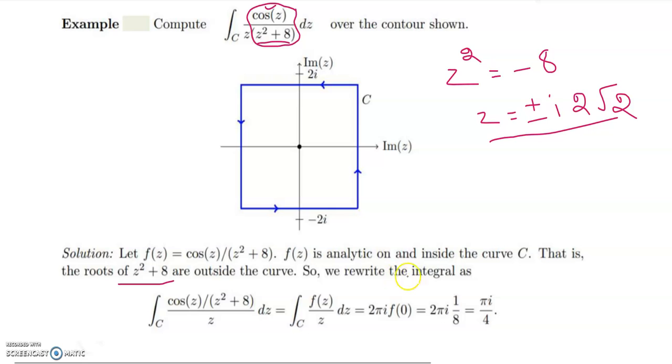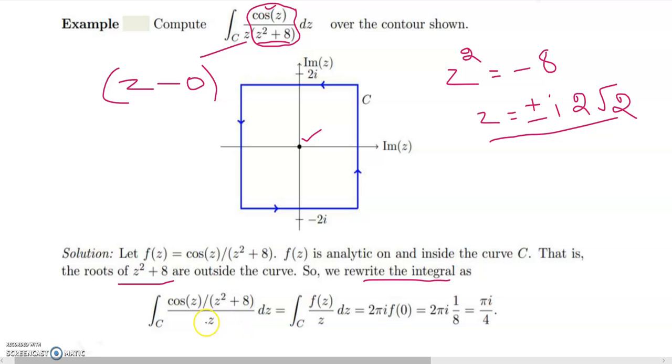We rewrite the integral so that we can see which point lies inside the contour. See the point here, what is that? z means z minus 0. So no doubt 0 lies inside. That's why you write z minus 0, that is z, in the denominator, then all the remaining you write in the numerator. So now what is your f of z? Here we are writing f of z equal to cosine z divided by z squared plus 8.